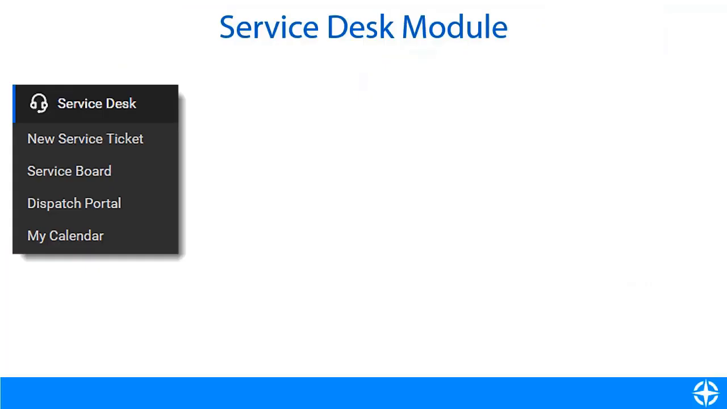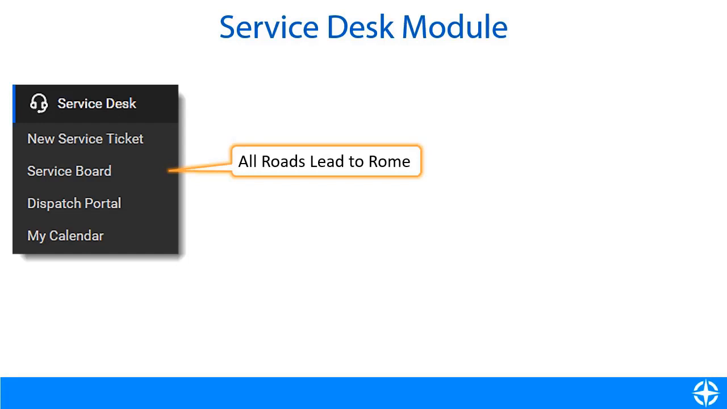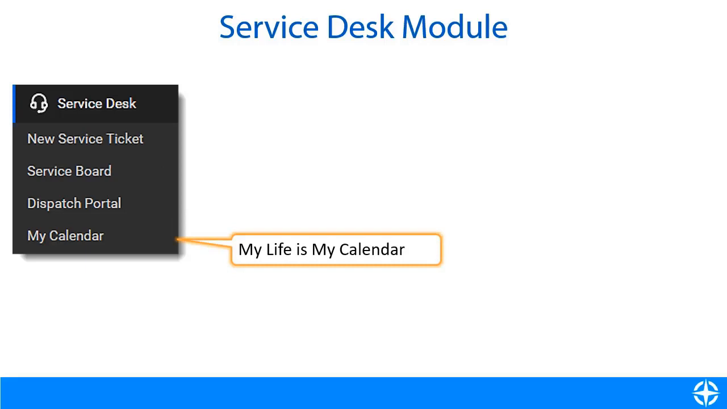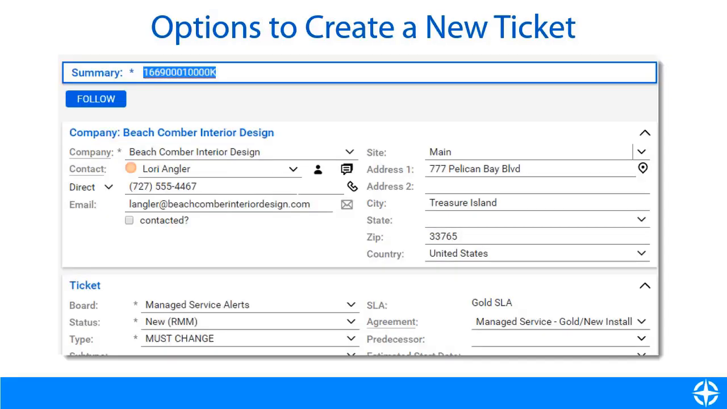The first 4 screens represent the order of the best practices. We create a new ticket, ensure it's tied to a service board, schedule the ticket in the dispatch portal, work the ticket from my calendar screen, and enter the time every time we work a ticket. Because the ticket is essential to ConnectWise Manage, let's look at options to create new tickets.